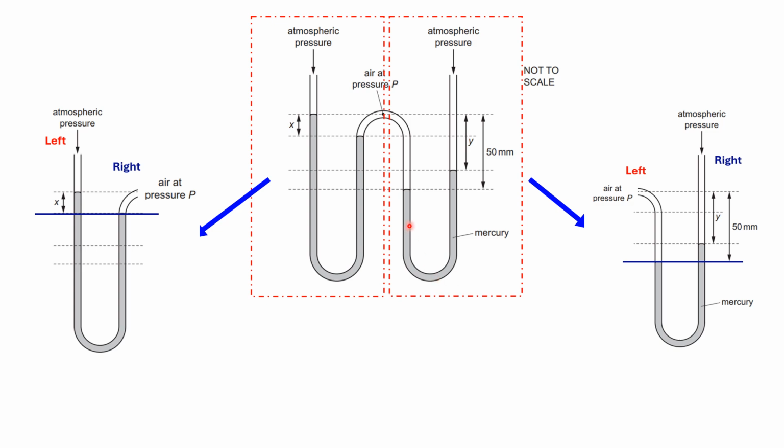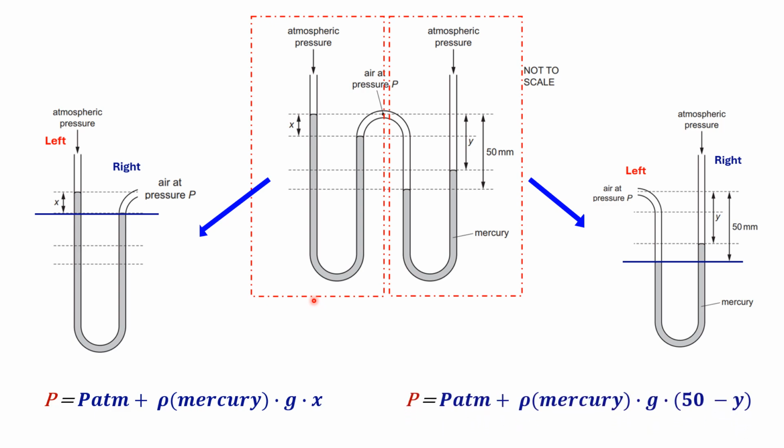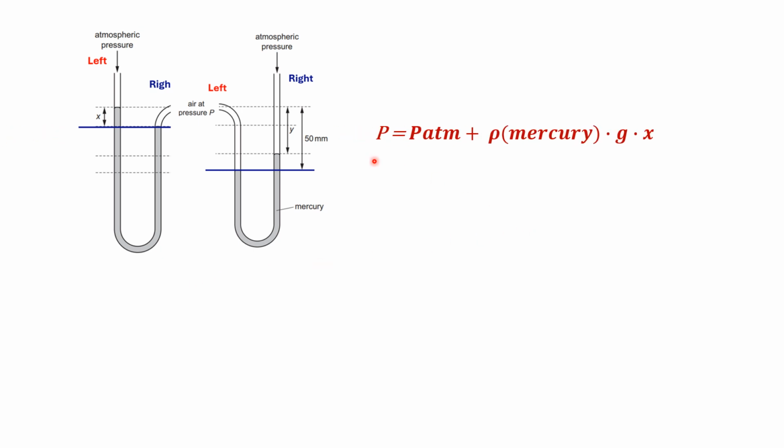Now let me separate each side of the W-shaped tube into two U-shaped tubes, each with its own pressure equation. Note that the pressure P is the same, so we can now equalize both equations. So the equation of the left side is this one, and the equation for the right side is this one.